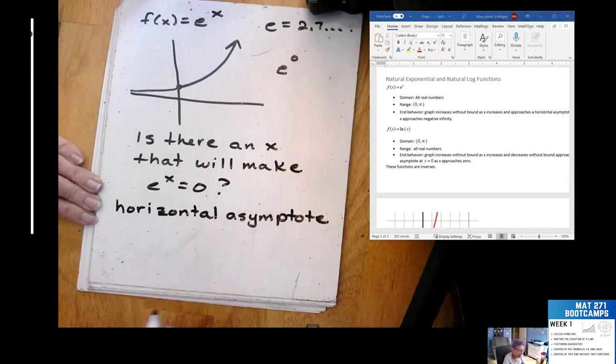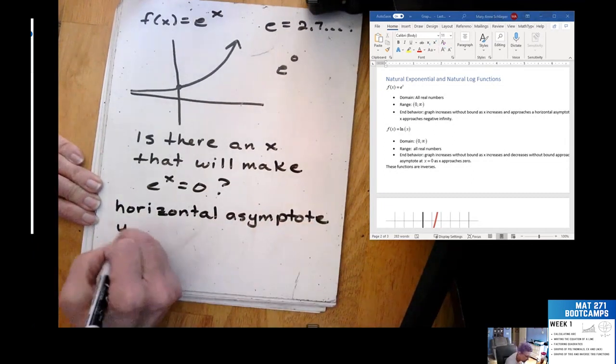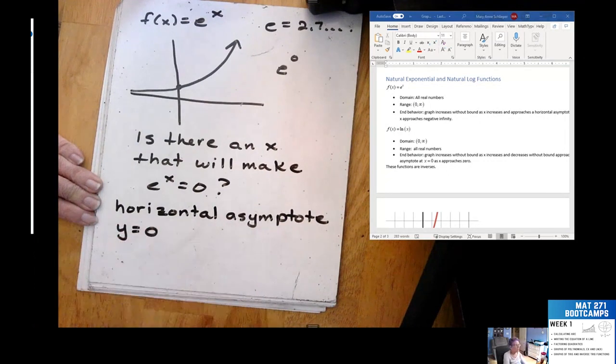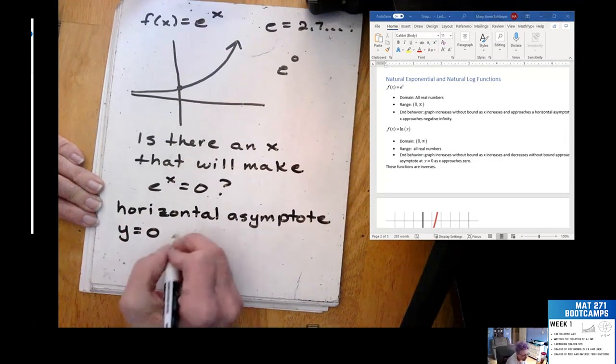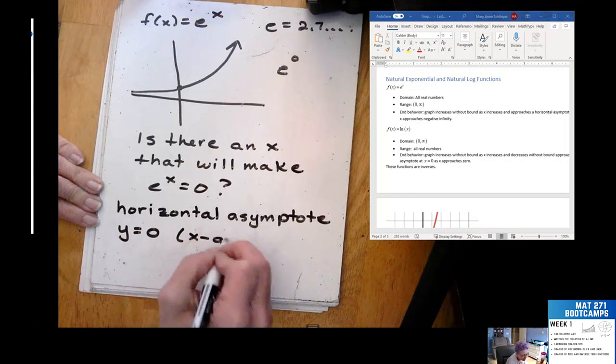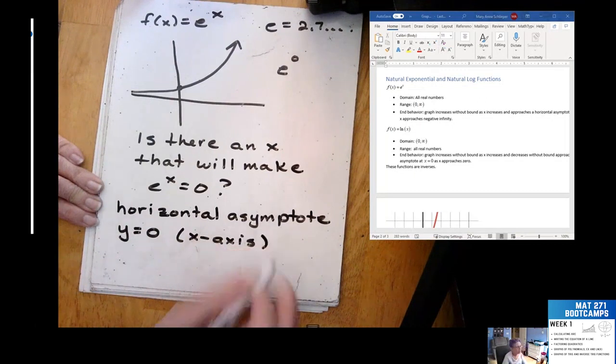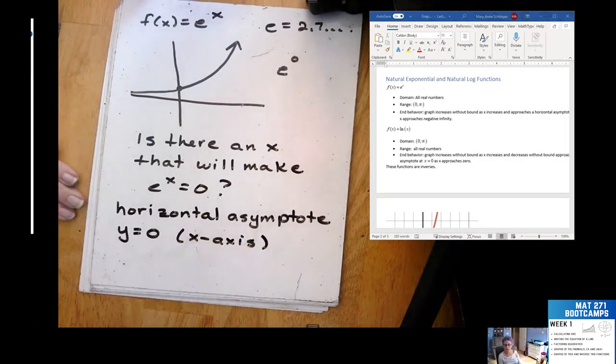And its horizontal asymptote looks like y equals 0. In other words, the x-axis. So as x gets bigger and bigger, e to the x gets bigger and bigger. But as x gets smaller and smaller, e to the x flattens out and approaches 0.